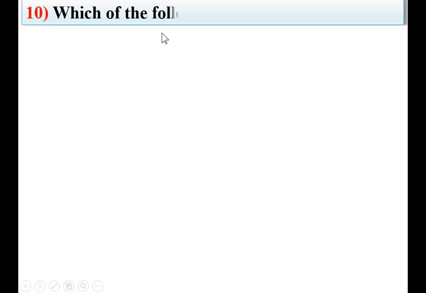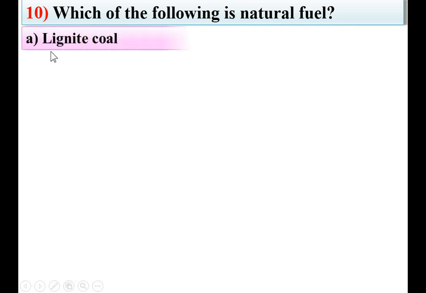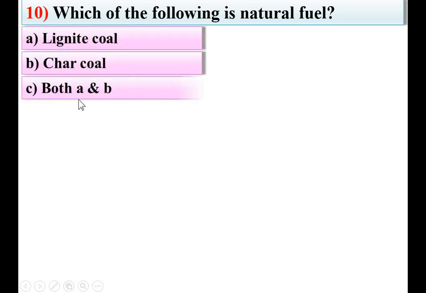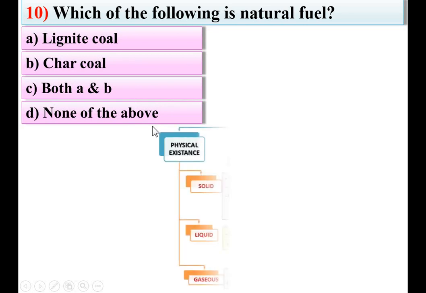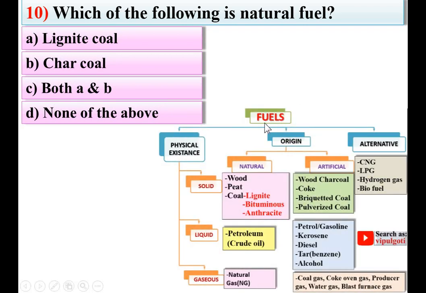Next, which of the following is a natural fuel? Options: lignite coal, charcoal, both A and B, none of the above. So consider this figure, classification of fuel, and here you can see which of the following is a natural fuel. So this is a natural fuel, in which you can see lignite is the natural fuel. So A is the right answer.